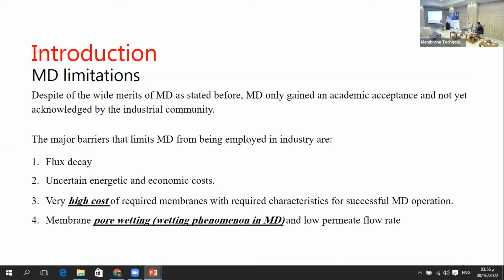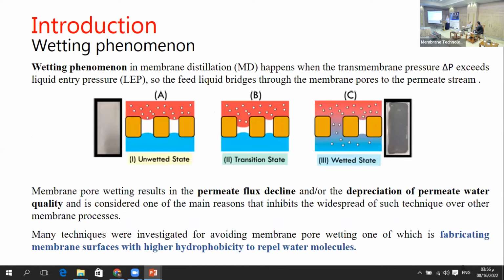My research is concentrated on the high cost and the poor wetting phenomena. So what is the wetting phenomenon, or what is the poor wetting phenomenon? The wetting phenomenon happens when the transmembrane pressure exceeds the liquid entry pressure of the membrane. So the feed water bridges to the other side, the permeate side, so the permeate flux declines, and the deterioration of water quality is considered.